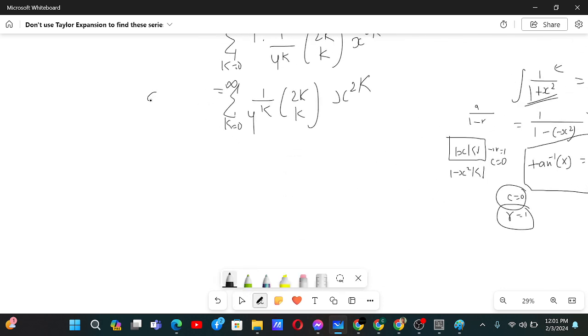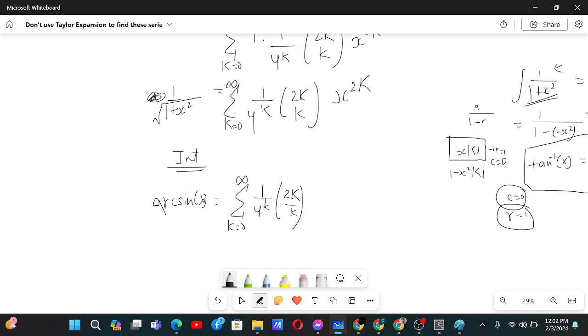After this, what we need to do is, so this is for 1 by root of 1 minus x squared. Now if we integrate both sides, we will have arc sine x equals the sum from k equals 0 to infinity of 1 by 4 to the power k, 2k choose k. These are just constants, so no need to do anything. And over here we will have x to the power 2k plus 1 by 2k plus 1, plus c.